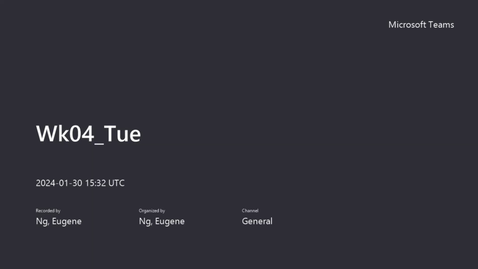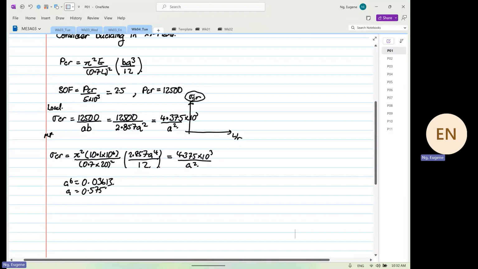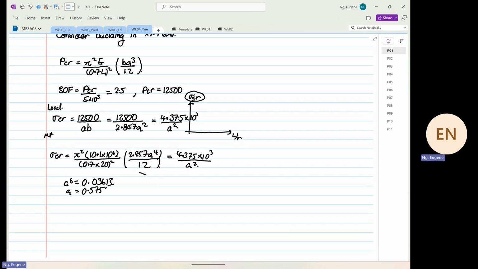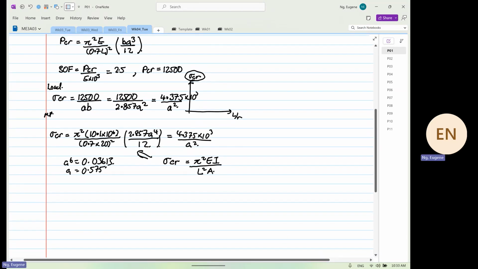So last week I made a mistake. I think I posted the correction on Avenue to learn, but I want to show it. I made a mistake over here because stress critical is equal to pi squared EI over L squared A. I did not divide by A, so we're going to do that again. So this is wrong.